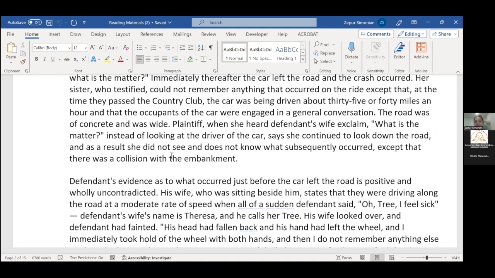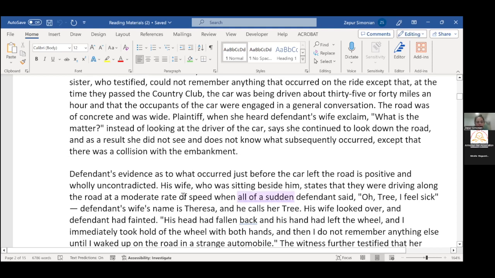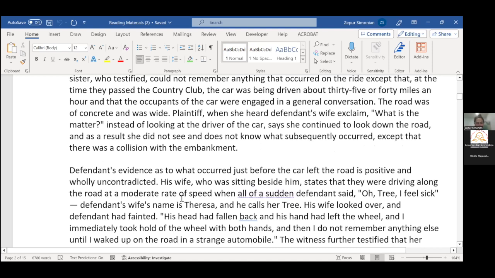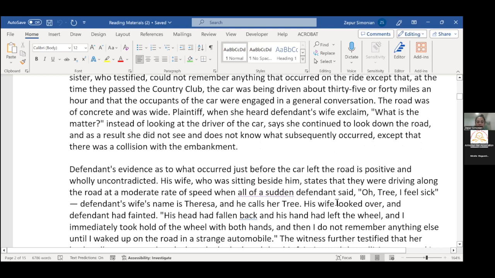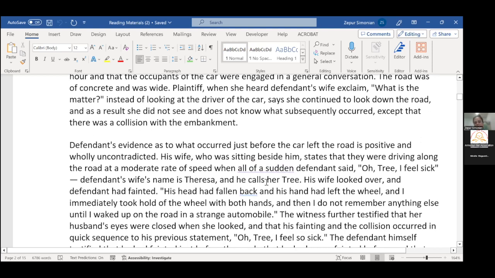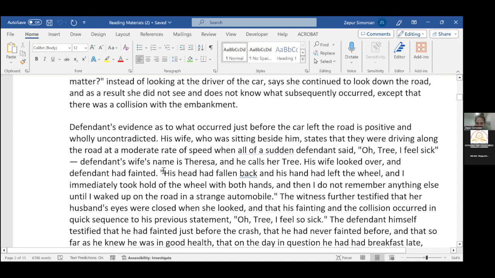And consistently, they're all saying that they heard the same thing, that he said, "I feel sick," and the wife is saying, "What is the matter?" And his wife, who was sitting beside him, states that they were driving along the road at a moderate rate of speed, which again, 35 to 40, 45. And then all of a sudden, the defendant said, "Oh, Tree, I feel sick." Defendant's wife's name is Teresa, and he called her Tree. His wife looked over and defendant had fainted.